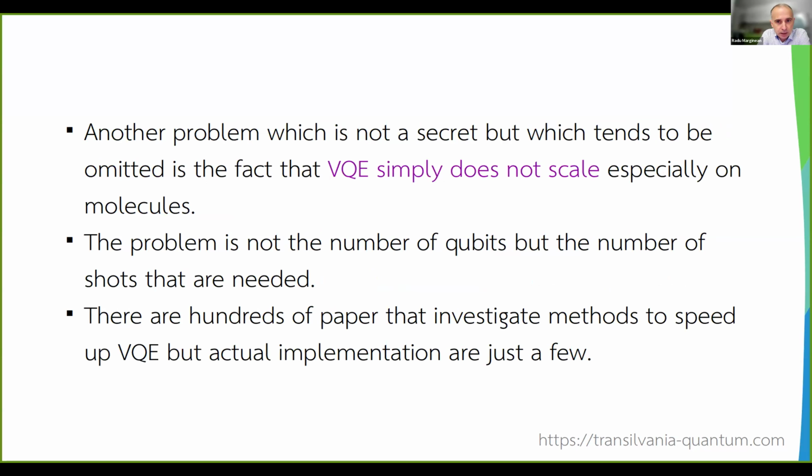Another problem, which is not a secret, but which tends to be omitted, is the fact that VQE simply does not scale, especially on molecules. The problem is not the number of qubits, because we already have quantum devices with more than 1,000 qubits. The problem is the number of shots that you need to take, which grows very fast. There are hundreds of papers that investigate methods to speed up VQE, but if you are looking for actual implementation, you will find just a few of those.